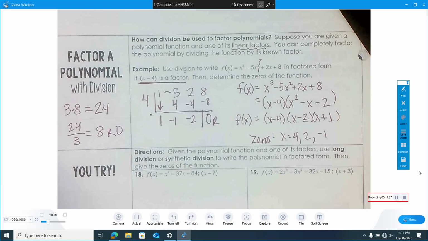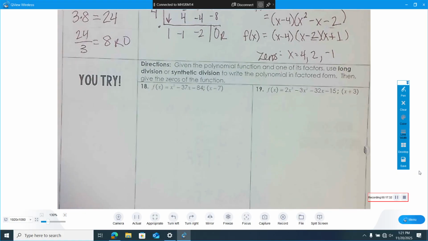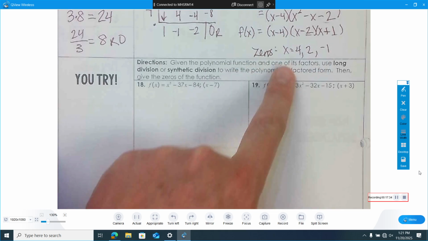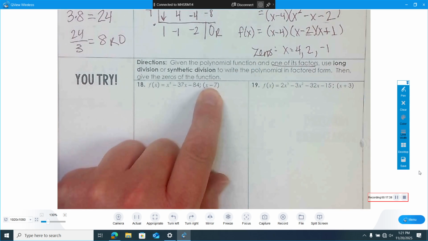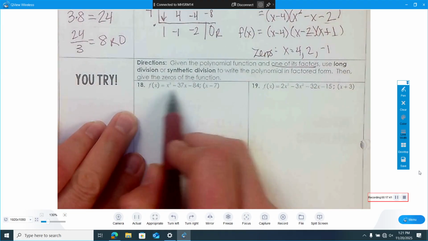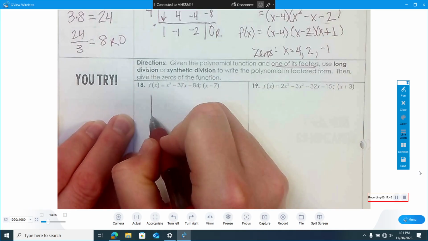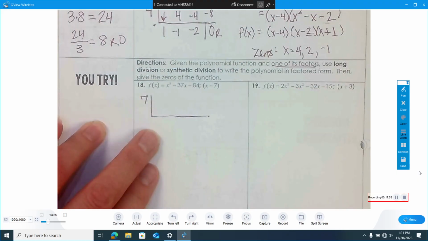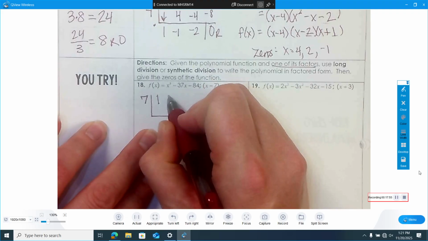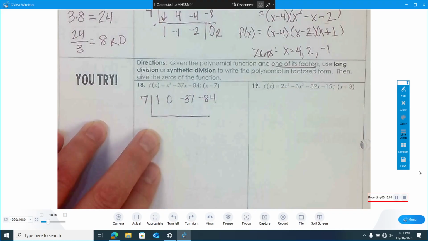Let's try number 18. It says, given the polynomial function and one of its factors. So here we have a factor, and a factor means that it's going to give us a remainder of 0. What's missing in my polynomial here? An x squared. Okay. What are we going to use on the outside? Positive 7. And so we have 1x cubed, 0x squared, negative 37, and negative 84.